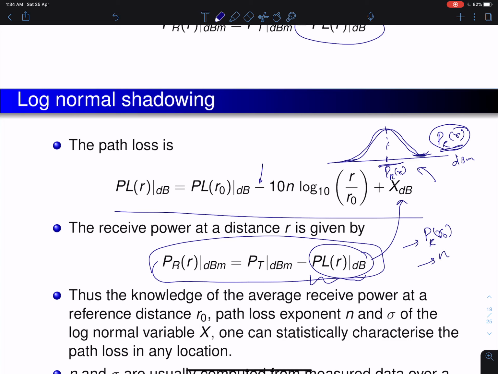Previously we said these two were sufficient for a deterministic model. But now you should also know the statistics of the log normal distribution X, whose mean is anyway 0, but variance sigma in decibels. You should have a knowledge of sigma as well. So you need to know sigma, you need to know n and the receive power measurement result. Then you can have a statistical model characterizing your path loss. So this more or less summarizes everything you need to know about the large scale effects. So for a distance r, you know what is your receive power.